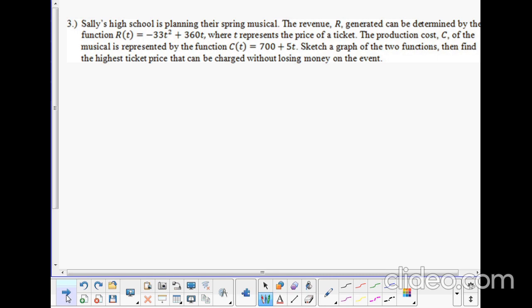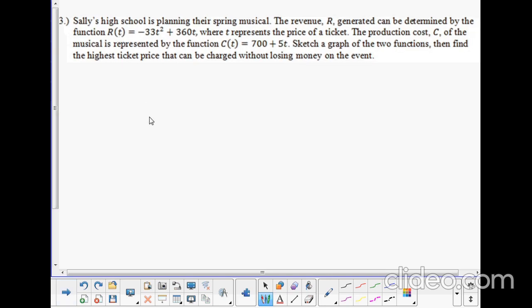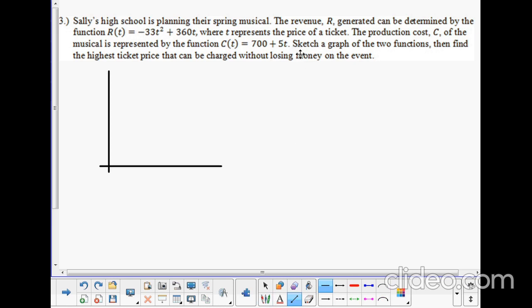The revenue R generated can be determined by the function R of t, where t represents the price of a ticket. The production cost C of the musical is represented by the function C of t. Sketch a graph of the two functions, then find the highest ticket price that can be charged without losing money on the event. So we have, again, two functions. Revenue and cost are our two functions. So revenue is R of t, cost is C of t. The variable t represents the ticket price.